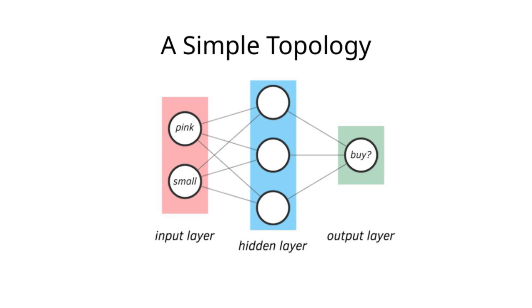Next, in step 2, draw 3 circles in the middle. These are the hidden layer where the main processing happens. Then, in step 3, draw a single circle on the right. This is the output layer, which gives us the final result.